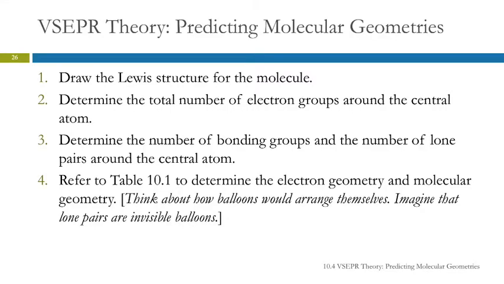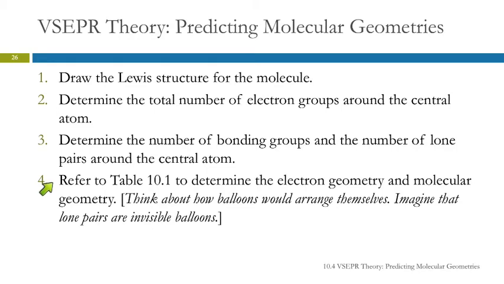So, how to predict molecular geometries. The first step is drawing the Lewis structure. Got to start there. From the Lewis structure, determine the total number of electron groups on the central atom. Then figure out how many bonding groups and how many lone pairs you have. And here's where I differ with the book's instructions.